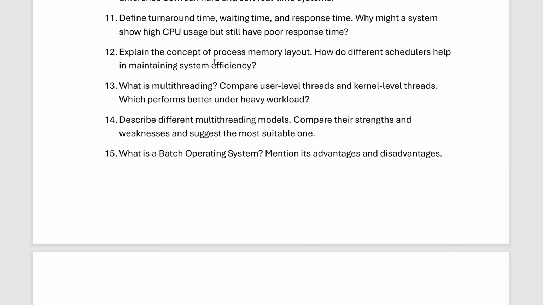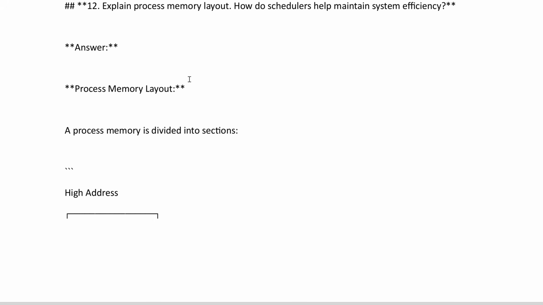Next question is: explain the concept of process memory layout. How do different schedulers help in maintaining system efficiency?